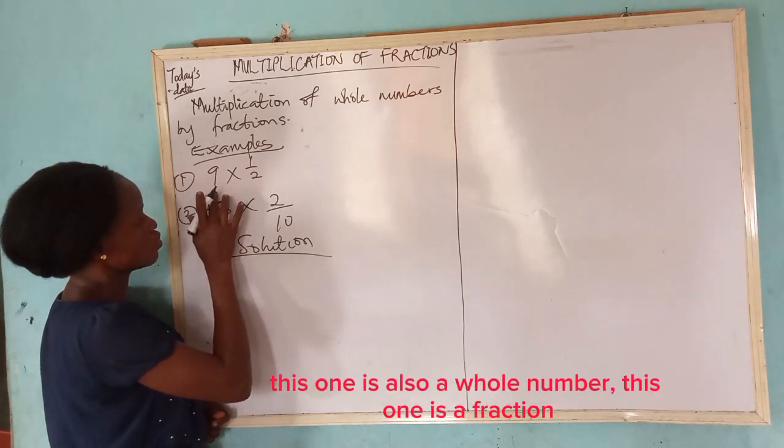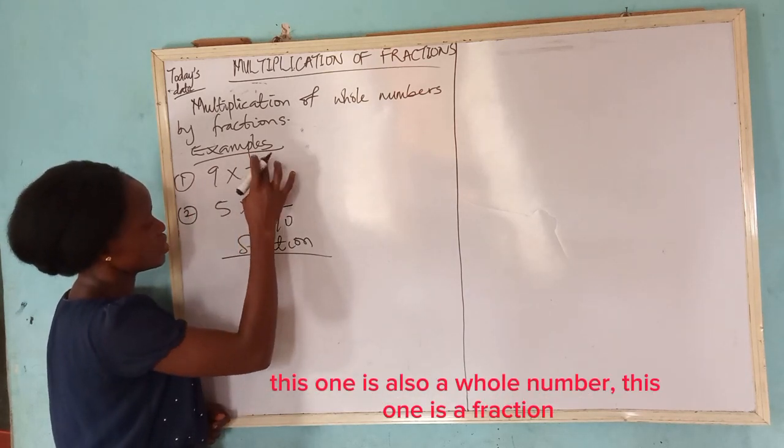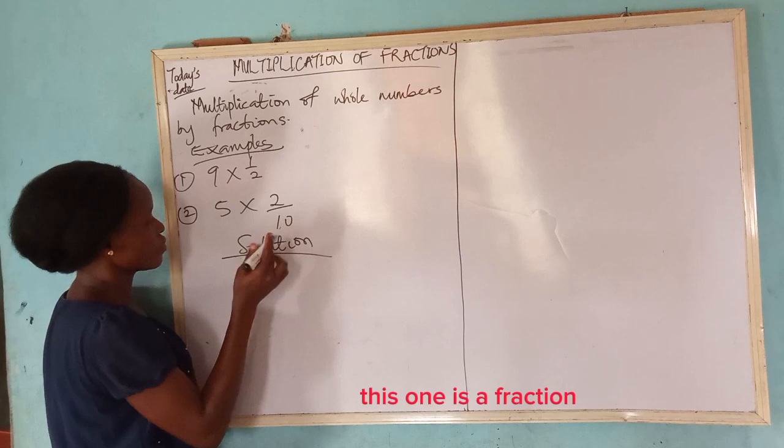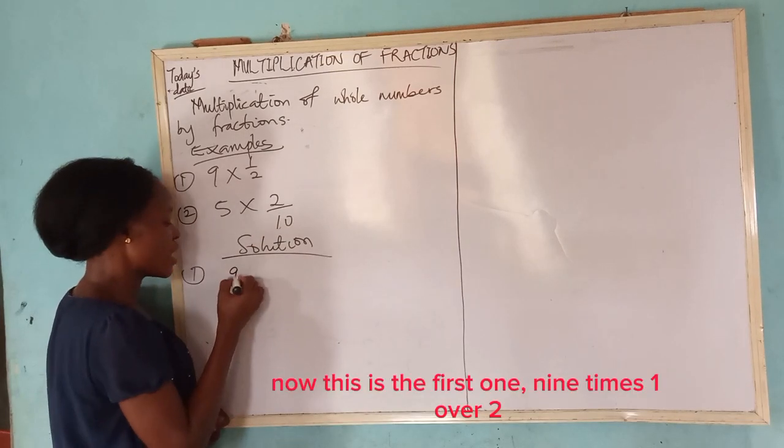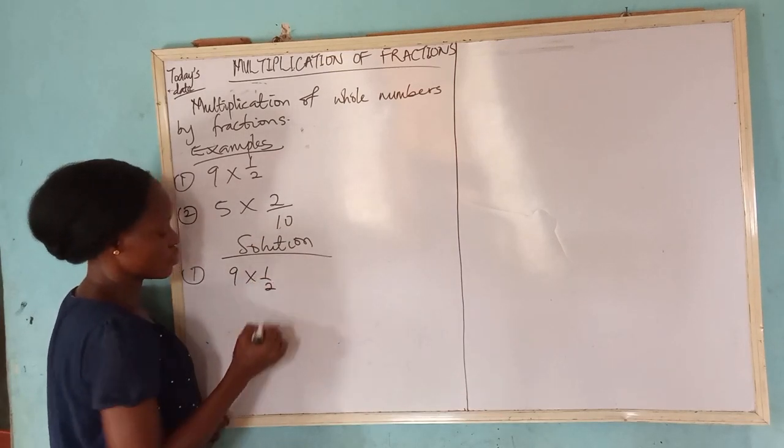This is a whole number. This one is also a whole number. This one is a fraction. This one is a fraction. Now let's do the first one, 9 times 1 over 2.